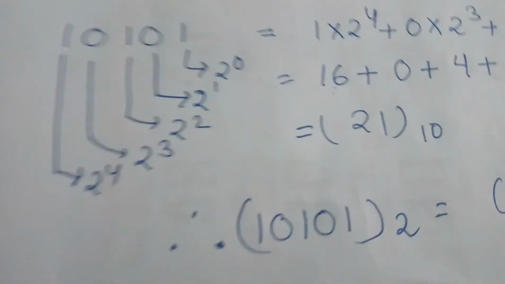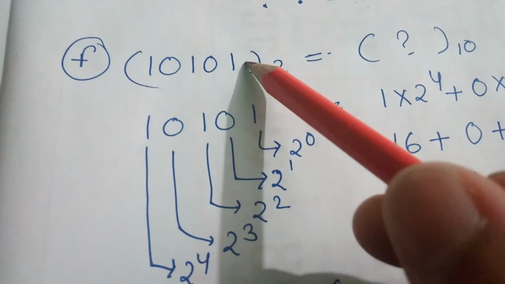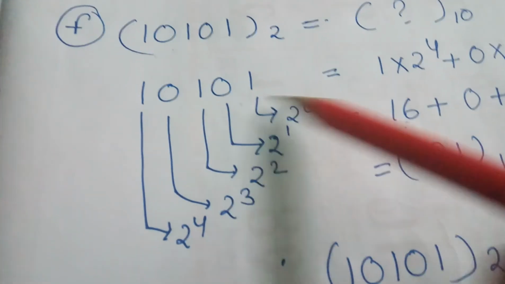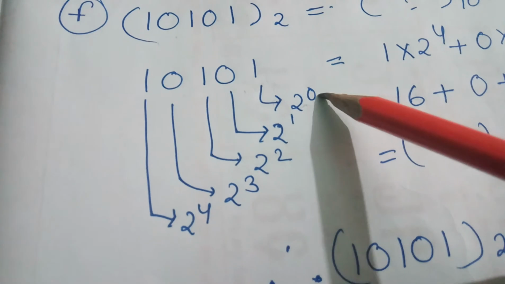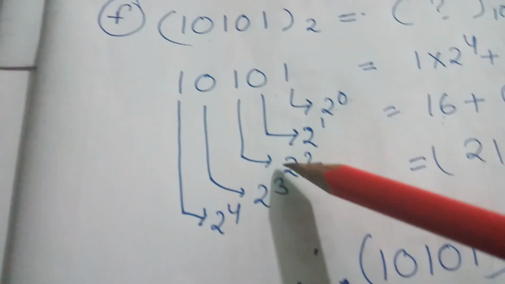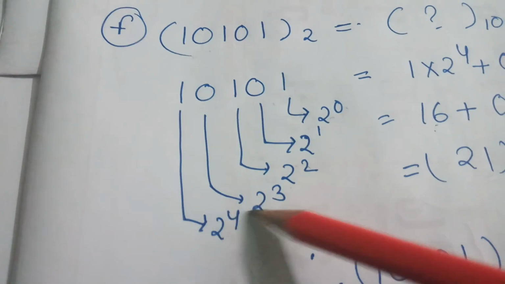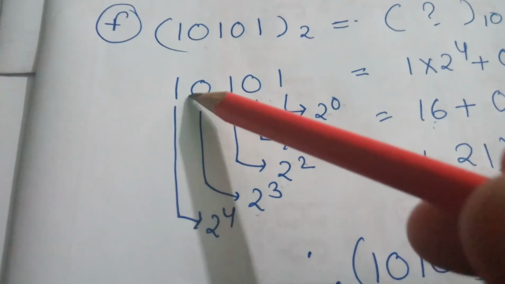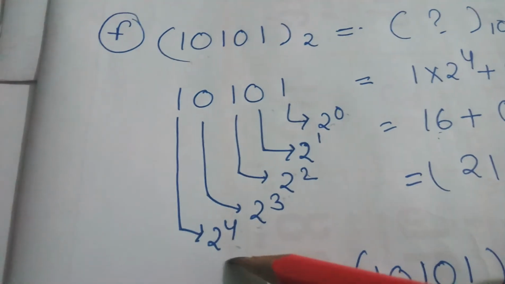Now next, 10101. So now you will write like this and then identify the place values. This one is in place value 2 raised to power 0. This 0 is in place value 2 raised to power 1. This one is in place value 2 raised to power 2. Again this 0 is in place value 2 raised to power 3. Again this one is in the place value 2 raised to power 4.